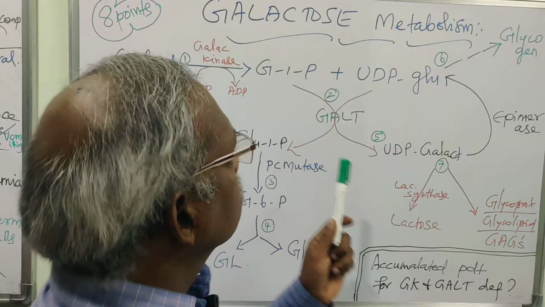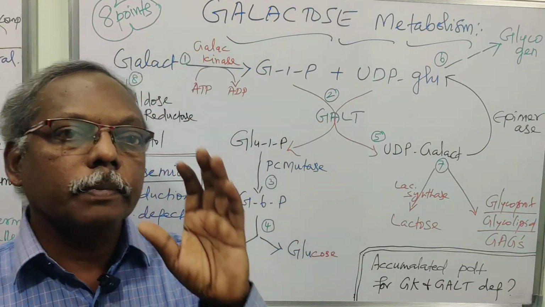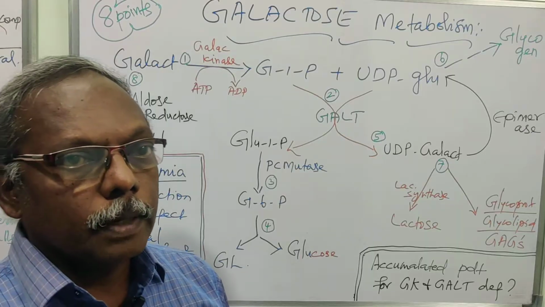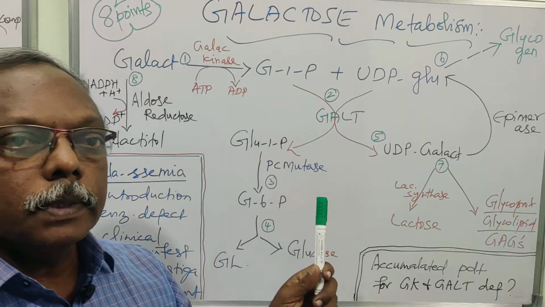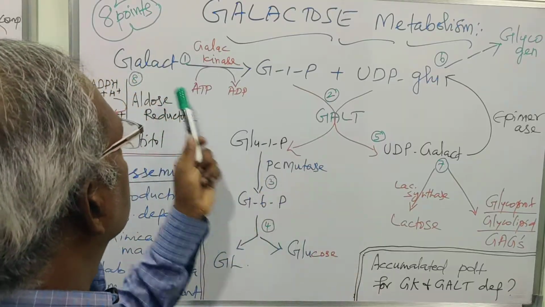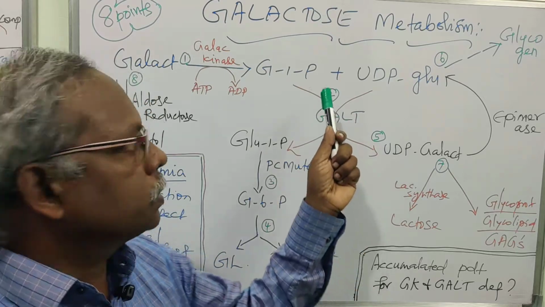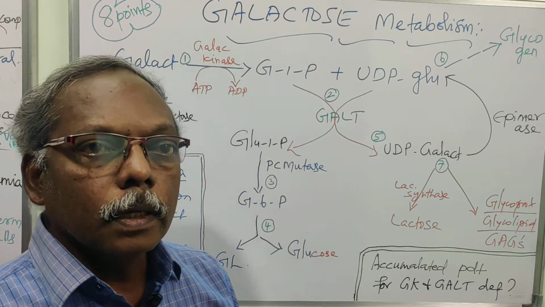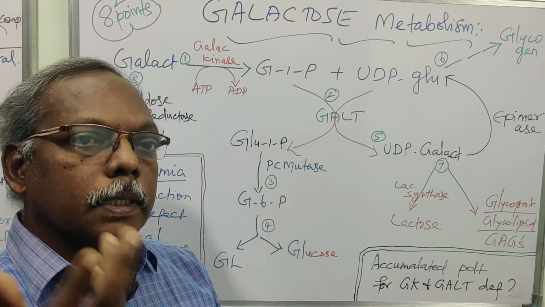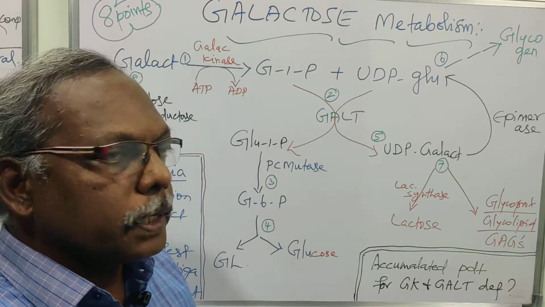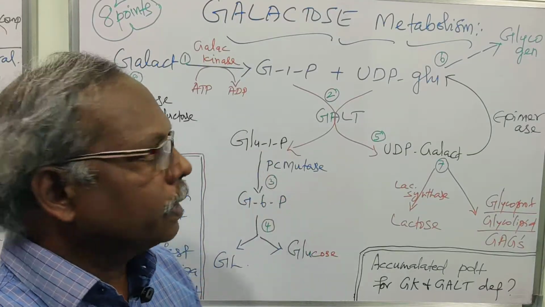Okay. So for this galactose metabolism, I am going to tell some 8 points only. Very important 8 points. How to draw the metabolism in a simple way. So the first step is galactose is converted into galactose 1-phosphate. Here the enzyme is galactokinase. Kinase means the reaction will utilize one molecule of ATP, which is converted into ADP. This is the first step.